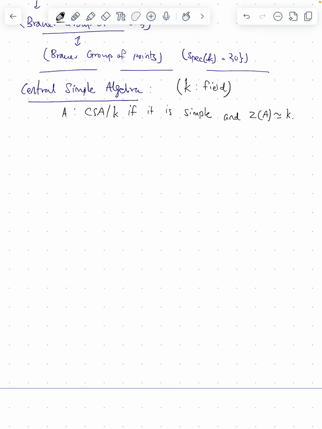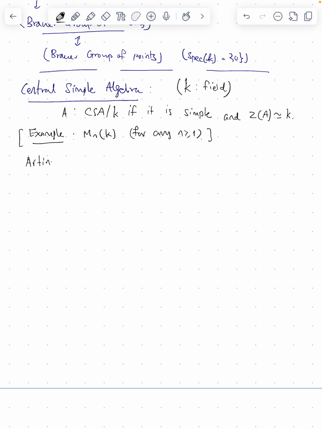So a very easy example of such a thing is the matrix algebra over K. So that is a very easy example. And now we can also classify the central simple algebras due to the Artin-Wedderburn theorem.